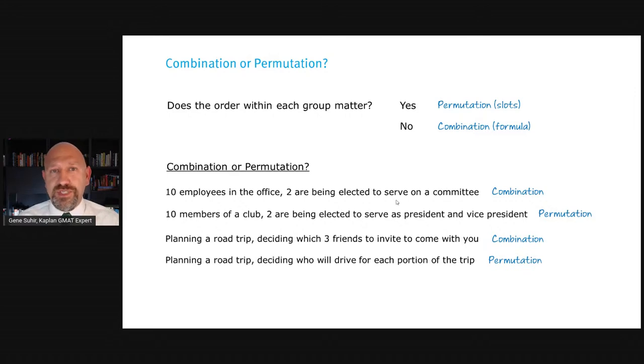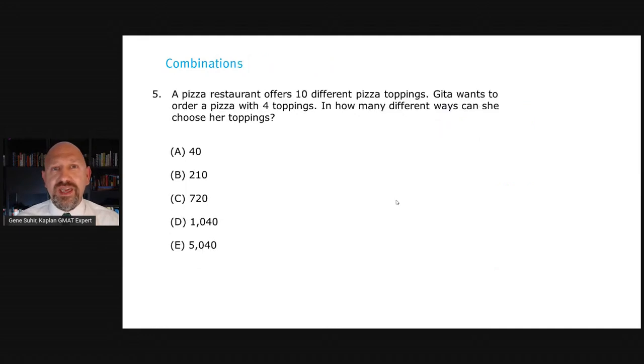That's going to be a permutation. So that's really the trick. If you're not sure whether it's a combination, where order doesn't matter and you use the formula, or a permutation, where order does matter and you use the slots, that's it. That's the trick. Give actual names to a subgroup. Say their names in your mind in a few different orders. See if it makes a different outcome based on what the question's asking. You'll have to make that decision when you're dealing with combinations or permutations.